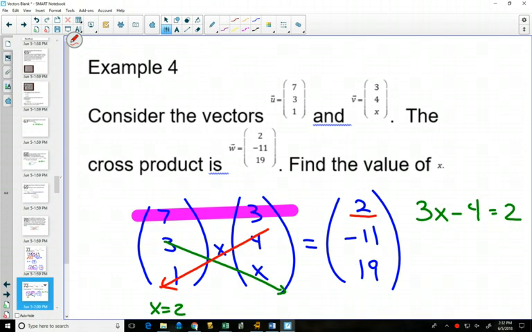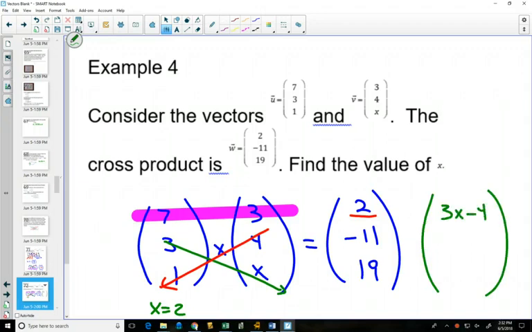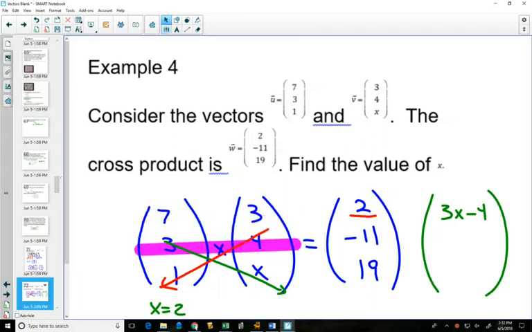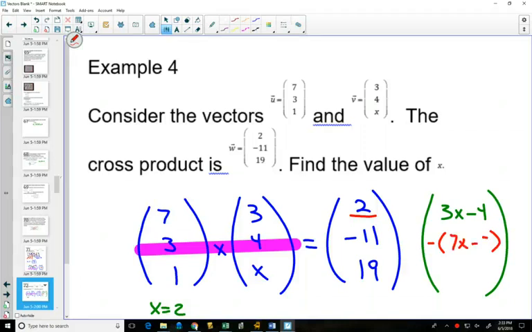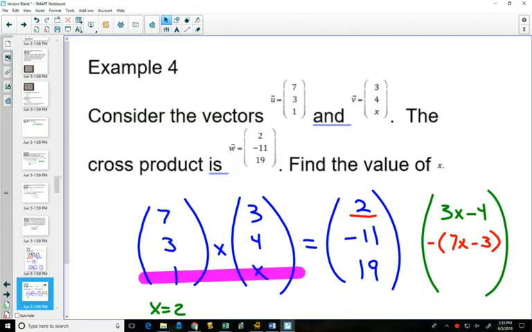So what Riley is saying he's doing is he's making his vector that's the answer with the x's. This one will be 3x minus 4. If he moves that one down to there, this one will be negative 7x minus 3. And then the last one should be 28 minus 9, which is 19, which matches up already.